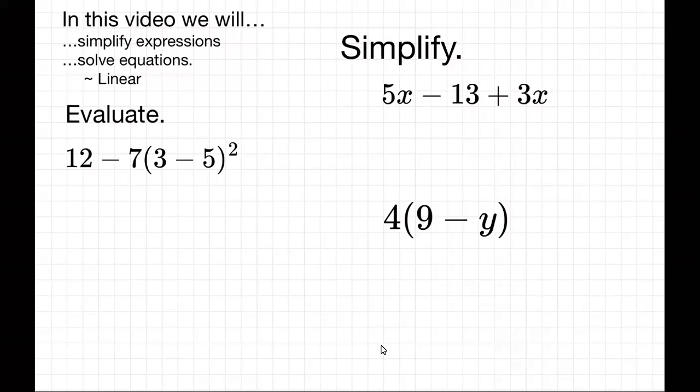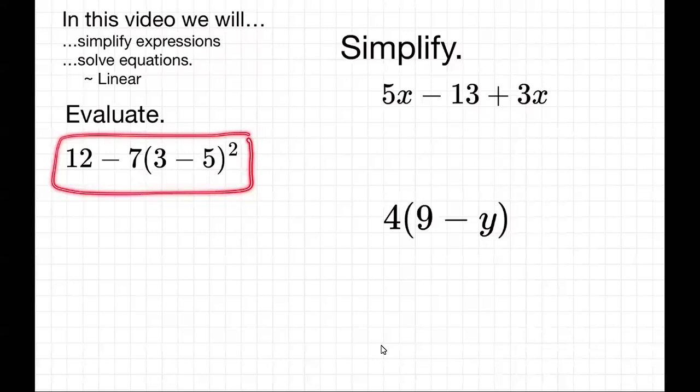As you see here in this video, we're going to discuss simplifying expressions and solving equations that are linear. I have a few problems for us to work out here on this first slide. The first problem here, I want us to evaluate. One thing that you need to see here is we have different operations going on. And anytime we have a combination of numbers and operations, we're dealing with an expression. This expression doesn't have any variables, so we're going to be able to evaluate it to a single value.